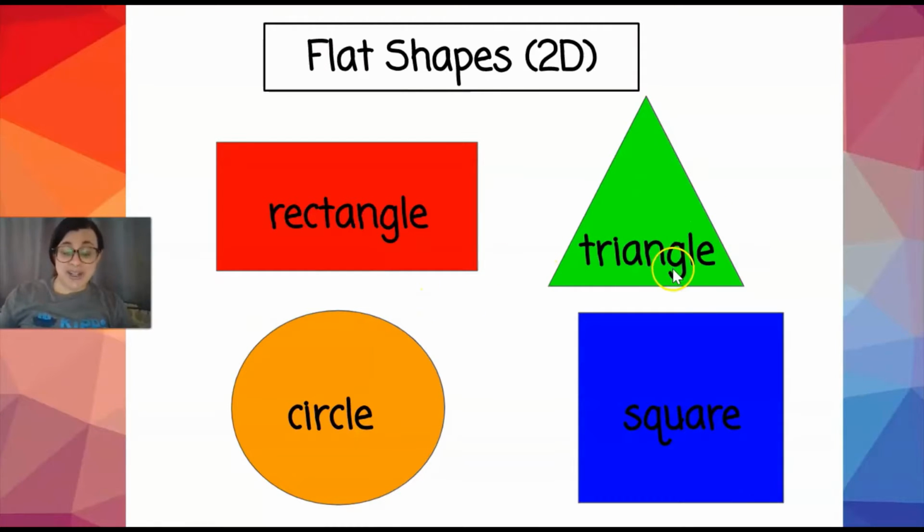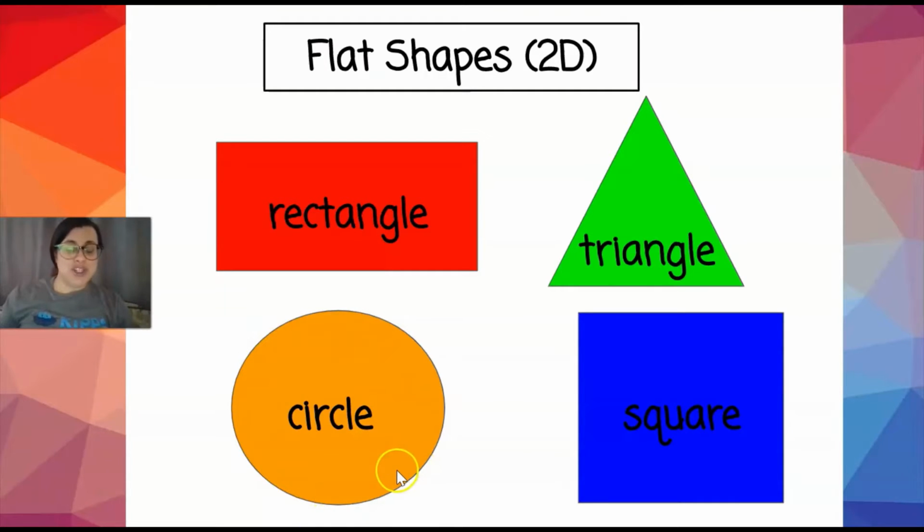This is a triangle. A triangle has 3 corners, 1, 2, 3, and 3 sides, 1, 2, 3. These corners are not L-shaped. They're more pointy.